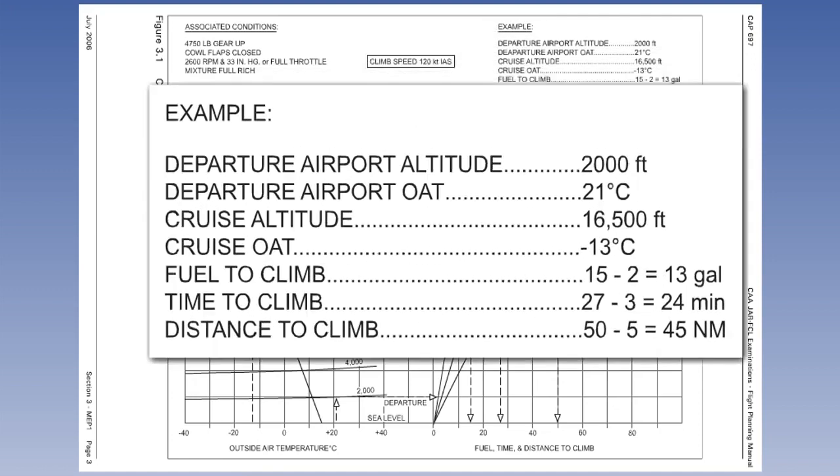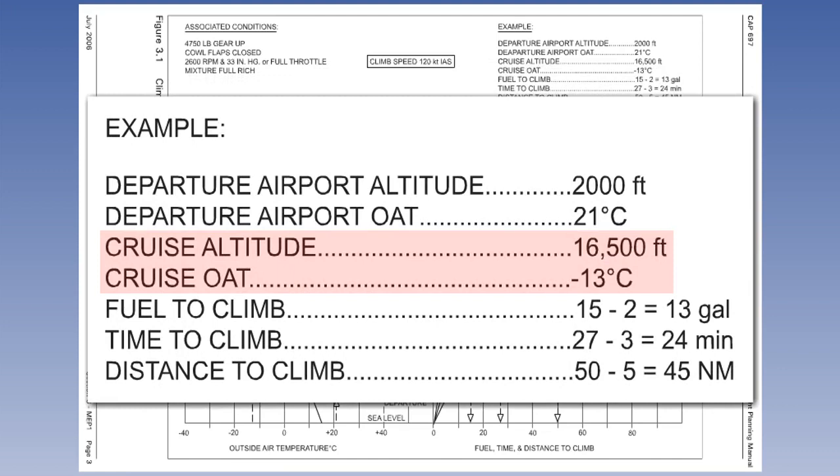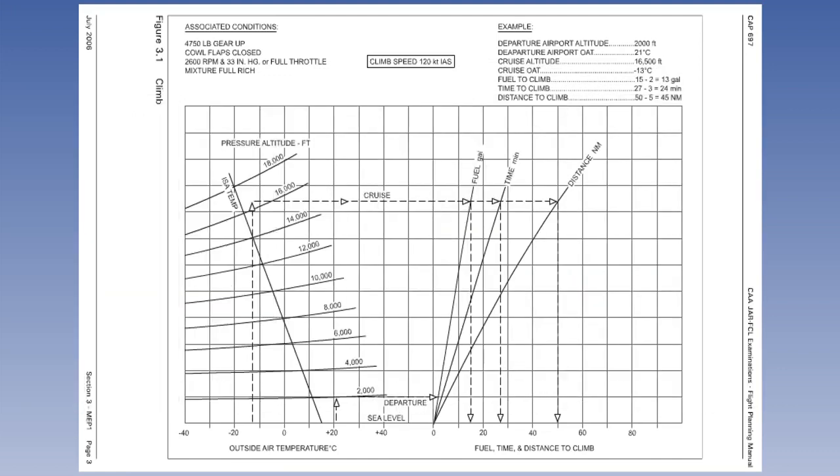Using the examples shown on the graph, we will assume a climb from mean sea level. Enter the graph with the cruise outside air temperature, in this case minus 13 degrees Celsius, and go vertically to the cruise altitude of 16,500 feet. Go horizontally to intercept the fuel, time and distance curves. From each of those curves, go vertically down to read off the relevant figures on the bottom scale. In this case, 15 gallons, 27 minutes, and 50 nautical air miles.